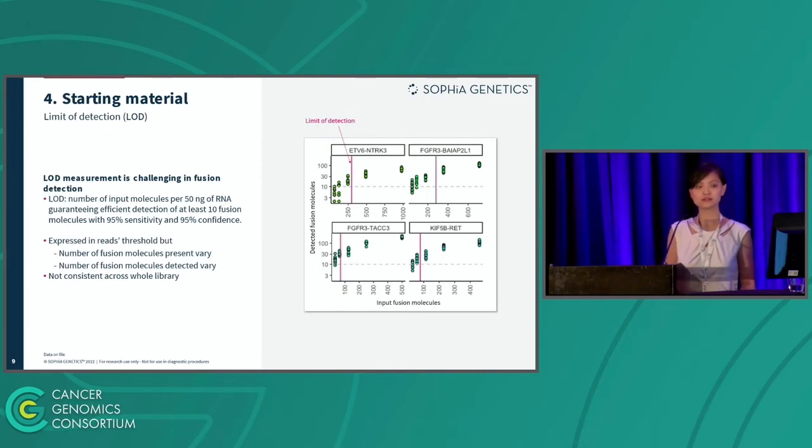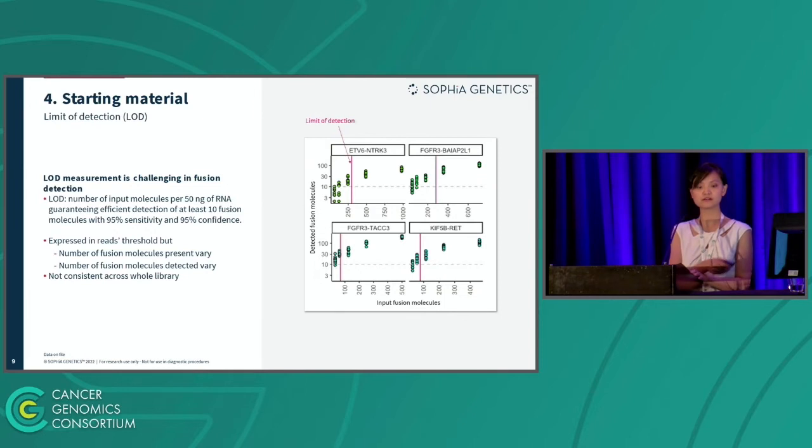So if your library conversion rate is variable between your different fusion events, then naturally your limit of detection would also be different for different fusion events, therefore making LOD measurements quite challenging for fusion detection. So we've seen assays express LOD in terms of number of reads. However, that doesn't really account for the number of molecules that you started off with in the sample. And so we have found that quantifying LOD in terms of number of molecules measured across different gene fusion events is a much more representative way to judge the performance of a solution.